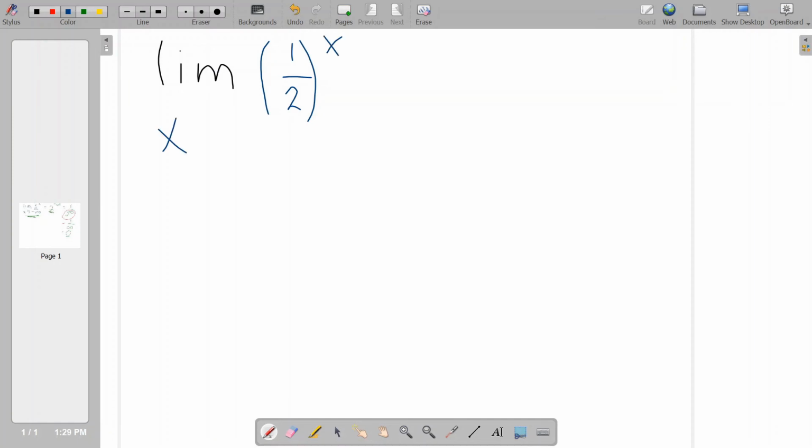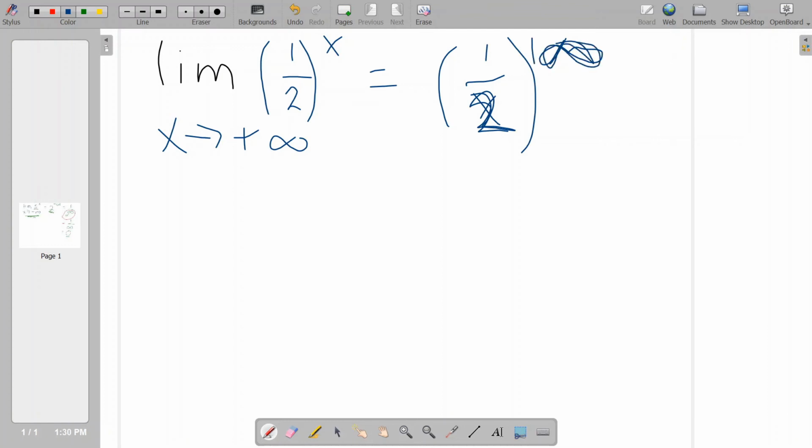As x approaches positive infinity. So, what happens if that's the case? Using our substitution rule, we have 1 over 2 to the power of positive infinity. I can't write properly. Okay, then next, remember our laws of exponent. So it's just 1 raised to the power of positive infinity over 2 raised to the power of positive infinity.